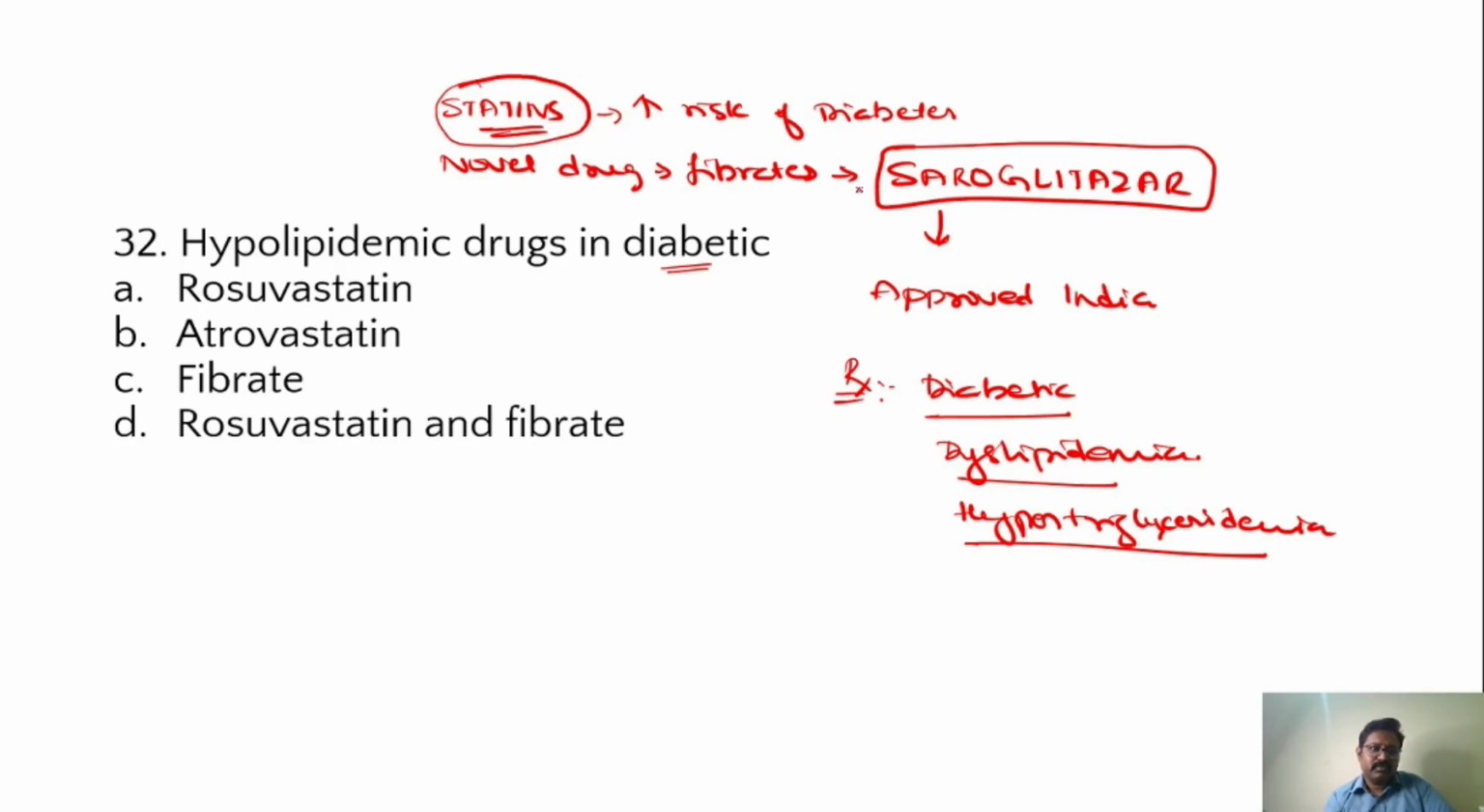So if the question had any drug names, then the fibrates will be the answer. Initially you can start with the statins if they are at low risk of diabetes. If the patient is already diabetic, it is better to go with the novel drug among the fibrates, that is saroglitazar, which has been approved in India for the treatment of diabetic dyslipidemia as well as diabetic hypertriglyceridemia. So the answer would be fibrates.